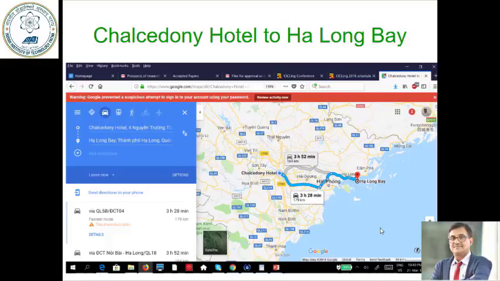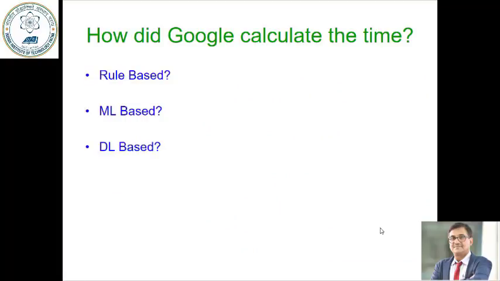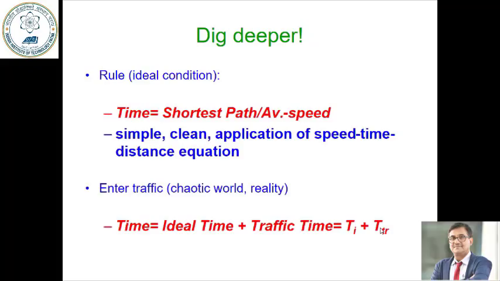Now, how does maps.google.com compute this time? Is this rule based or machine learning based, or is it deep learning based? Let's investigate a little more. We know that the time taken to go from one place to another would be the shortest path divided by the average speed of the vehicle.